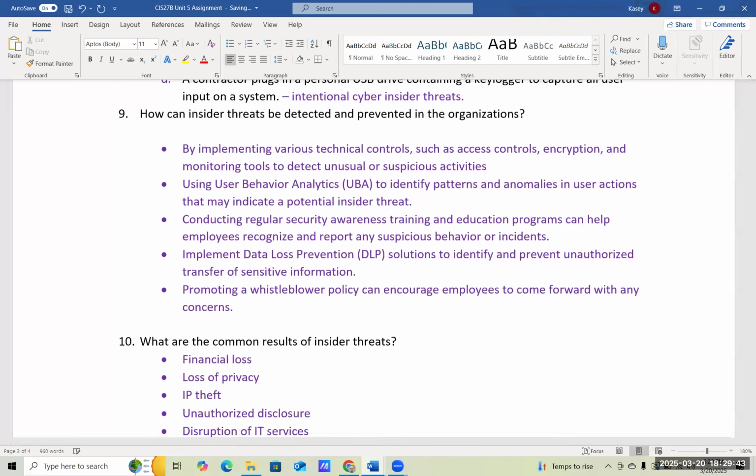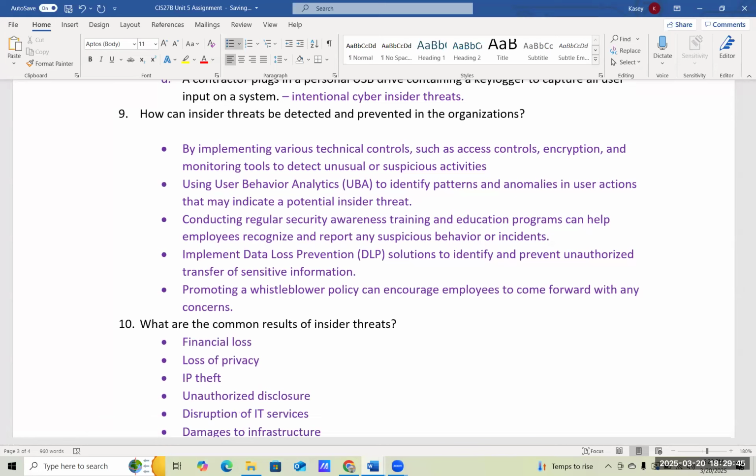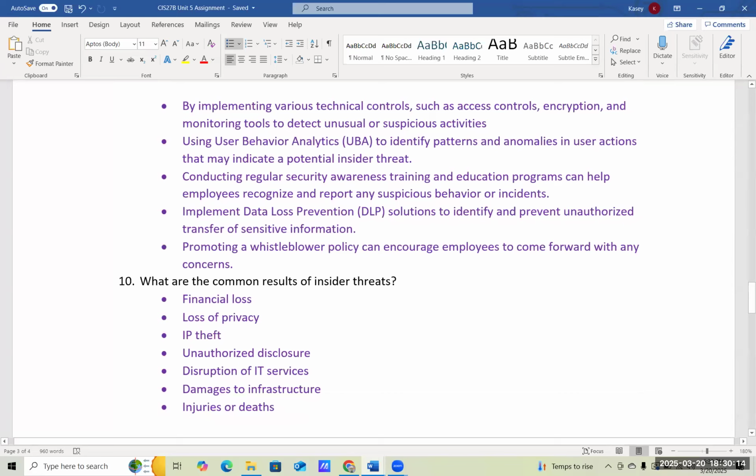The common result for insider threats, companies or organizations would face financial loss, sometimes that could be individual, loss of privacy, intellectual property theft, IP stands for intellectual property theft, and unauthorized disclosure. Because once it goes public, you can't take it back, now everything is disclosed, right? Then you have disruption of IT services or network systems.